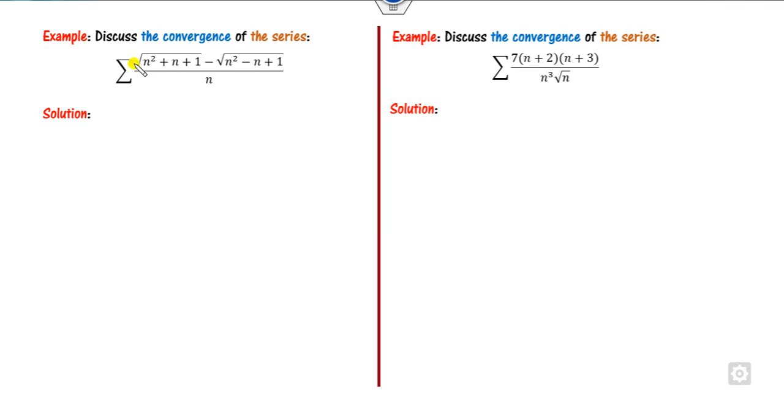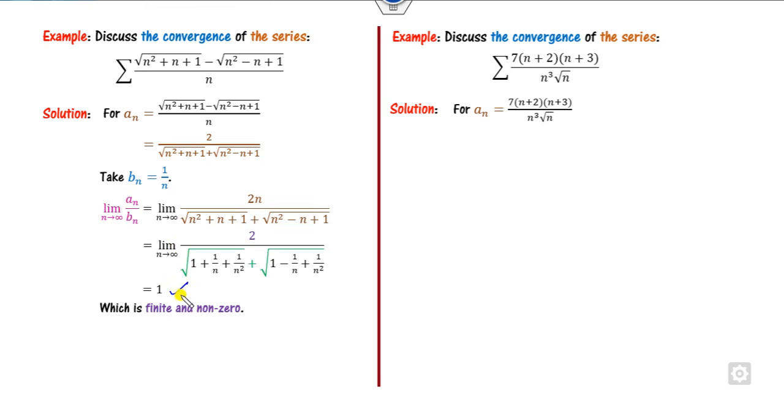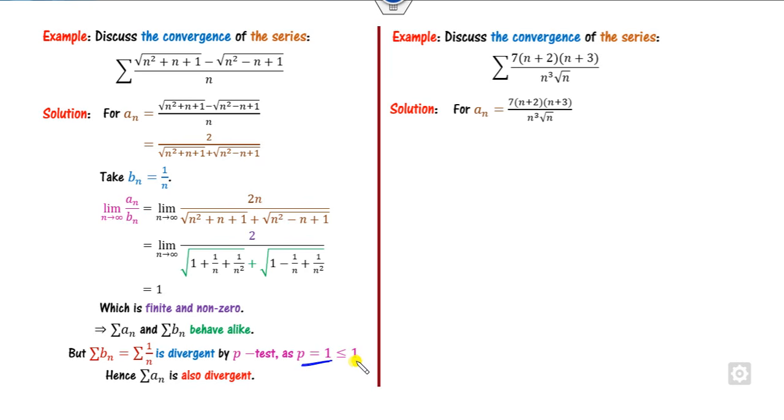Again, look at this. This is the square root of the terms. Whenever there is a root of the terms, you always have to rationalize them. So firstly find the rationalization of the an. What is the bn? 1. The highest power is n square, so the root of n square, that is 1 over n, is my bn. Find the ratio. You will get 1, which is non-zero and finite. This series is divergent because p is 1, which is less than or equal to 1.